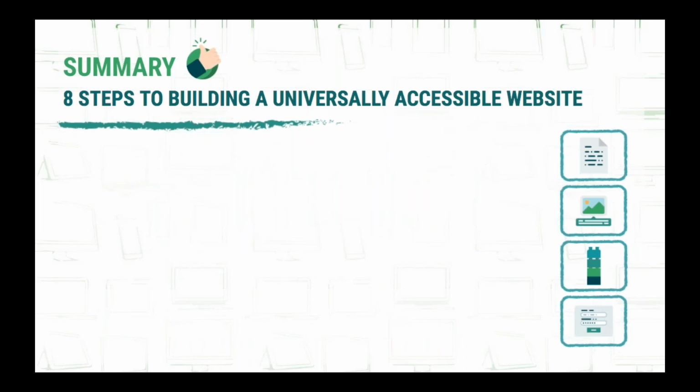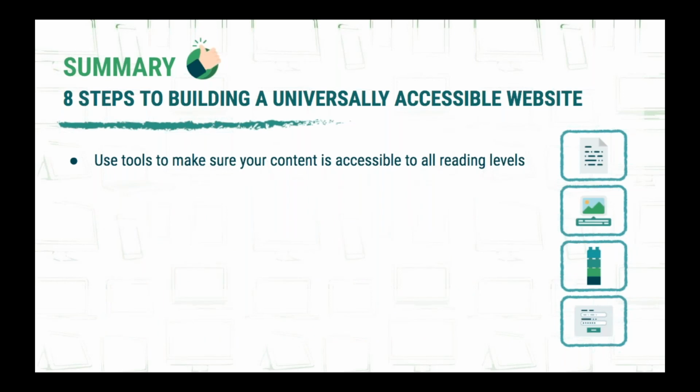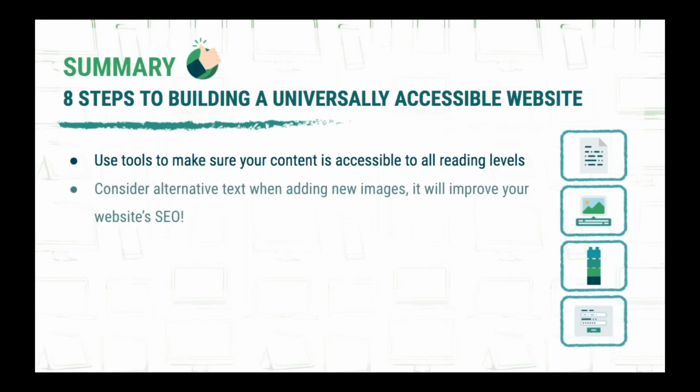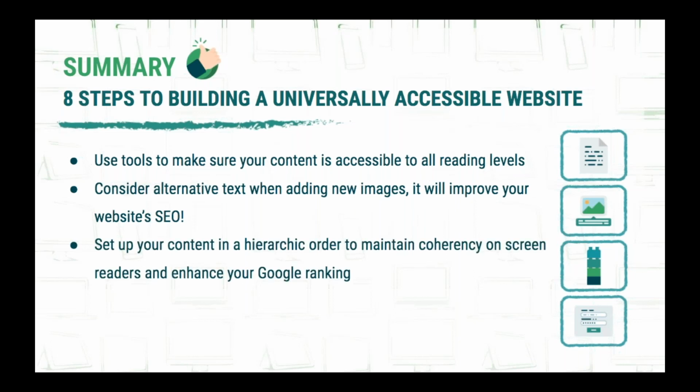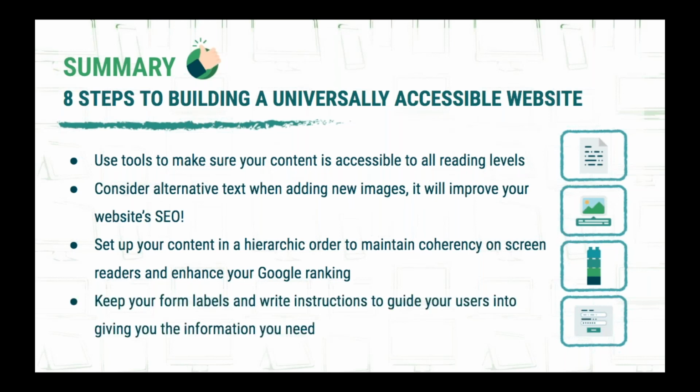Number 5, use tools to make sure your content is accessible to all reading levels. Consider alternative text when adding new images. It will improve your website's SEO. Now, 7. Set up your content in a hierarchical order to maintain coherency on screen readers and enhance your Google ranking. And then finally, keep your forms, labels, and write instructions to guide your users into giving you the information that you need.